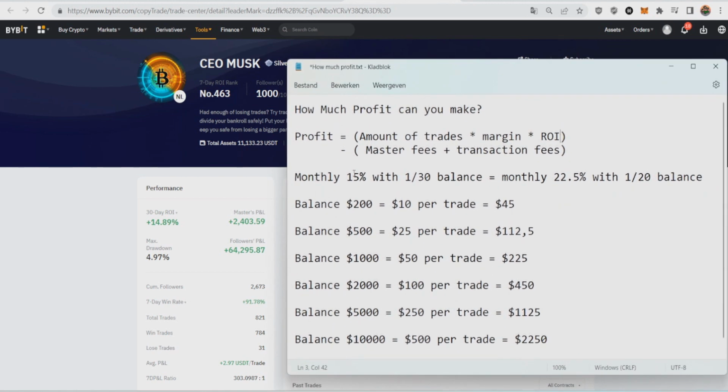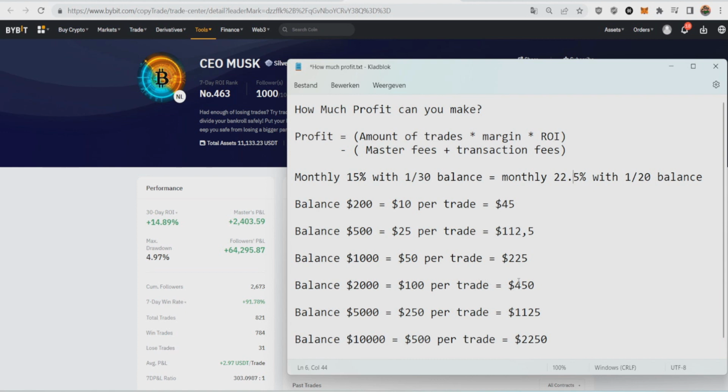Monthly, you're making 15% with a 1/30 balance, but because we're doing 1/20, so every margin is like 5% of our balance, we would be making 50% more because we're working with 50% more money. And so we would be making 22.5%. So that's really important. So if we had a balance of $200, we would make $45. If we had a balance of $500, we would make $112.5 a month. With $1,000, we would make $225.